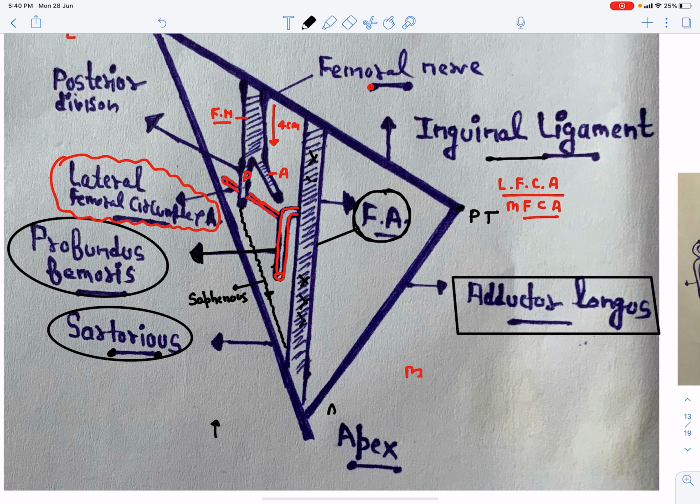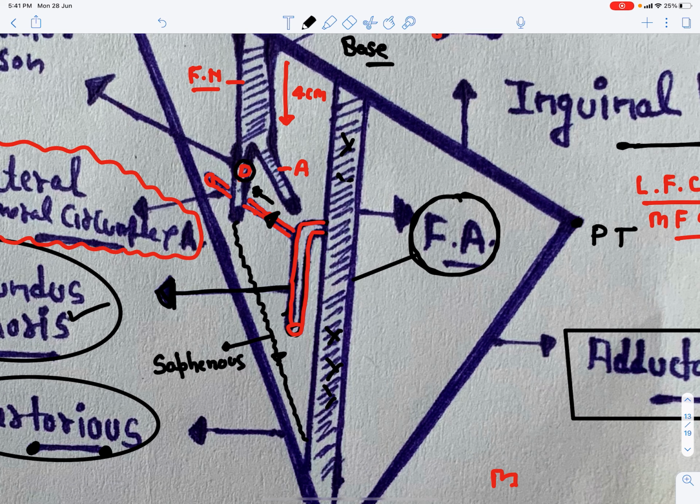Now, question is where this lateral femoral circumflex artery is present. No doubt it is present in the femoral triangle, and it is a branch of the profundus femoris. Actually, after its origin, which artery? Lateral femoral circumflex artery. After its origin, it passes between the, see, it is going this side, right. So it passes between the two divisions of the femoral nerve. This is the posterior division, this is the anterior division.